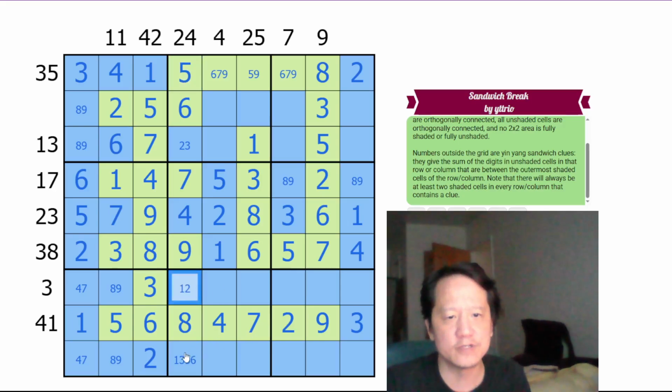No 5 or 6 in the remaining digits in column 4 and box 2. This can't be 5, so it's 9. This can't be 9 or 6. It's 7. This can't be 7 or 9. It's 6.